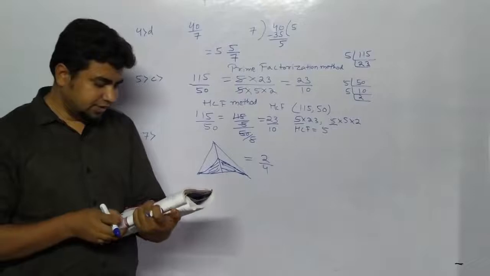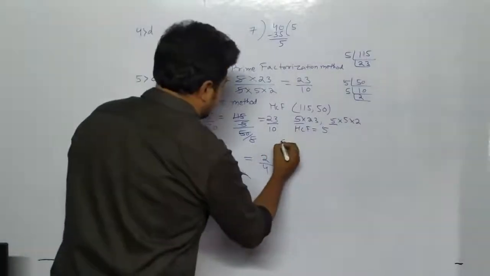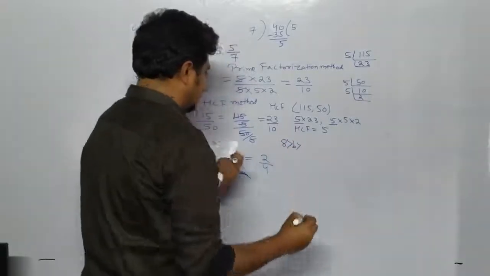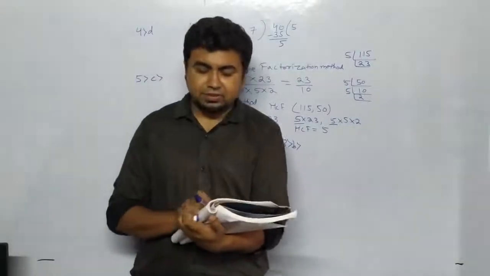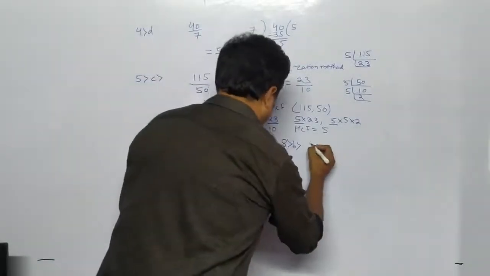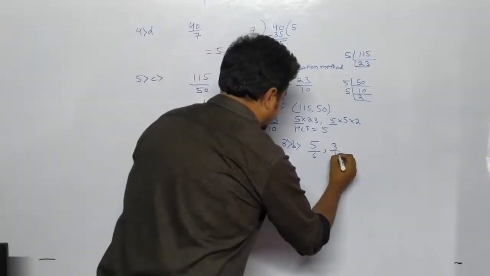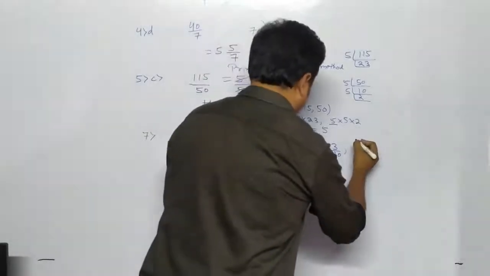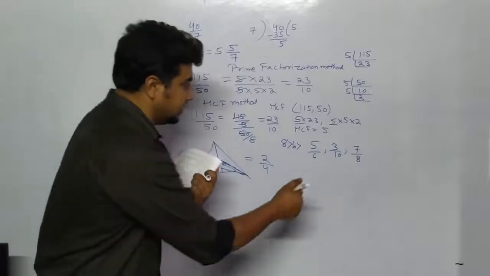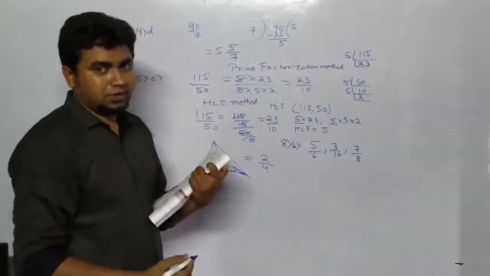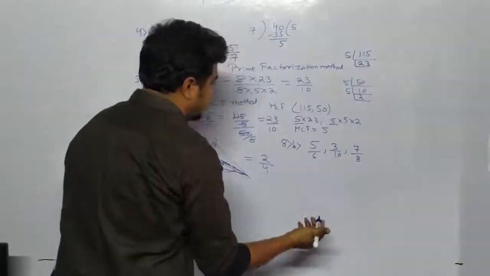Now I am going to discuss question number 8, part B. Convert a group of unlike fractions into like fractions. What are the unlike fractions? 5 by 6 is one of the unlike fractions, then 3 by 10 is also an unlike fraction, and then 7 by 8. You can see the denominators are different, that is why these are unlike fractions.